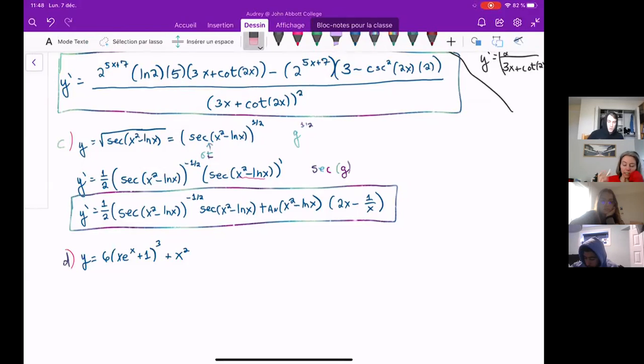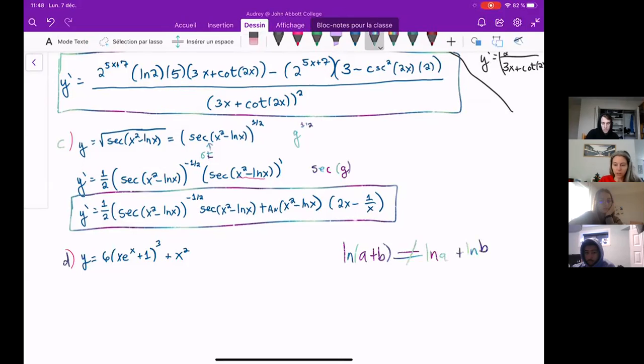All right, so this is our d. And again, logarithmic differentiation is not useful here because of that plus sign. Remember, ln of (a plus b) does not equal ln a plus ln b. We cannot distribute that ln inside of a plus sign. So we're just going to go at this. So the first thing that we have here is like a g cubed.